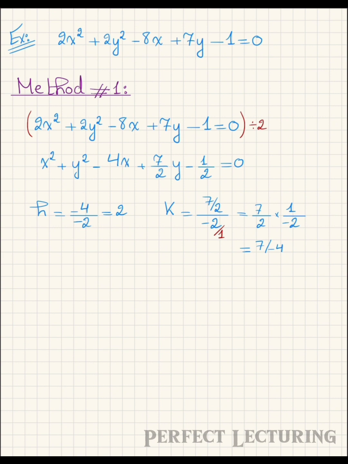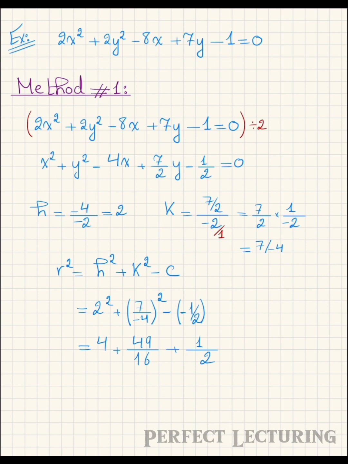What about r? We have to find c. What is c? It is negative half. So r squared is equal to h squared plus k squared minus c. That is equal to 2 squared plus (7 over negative 4) squared minus c, so it's negative minus half. We work this out, we find a common denominator, and we get 121 over 16. Therefore, r is the square root of what we got, and that is 11 over 4.